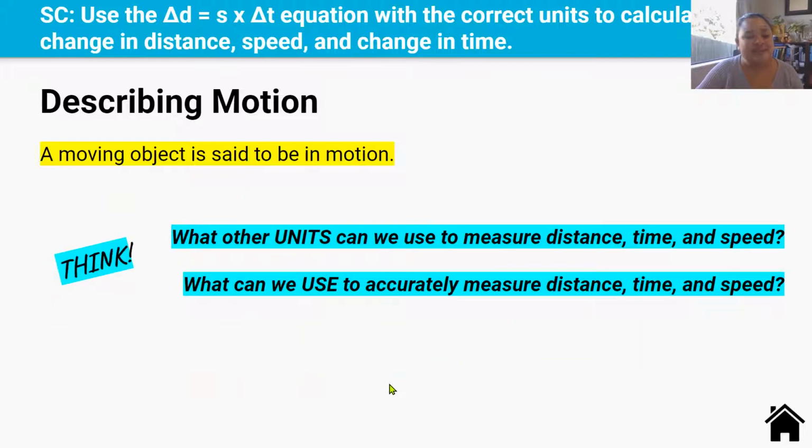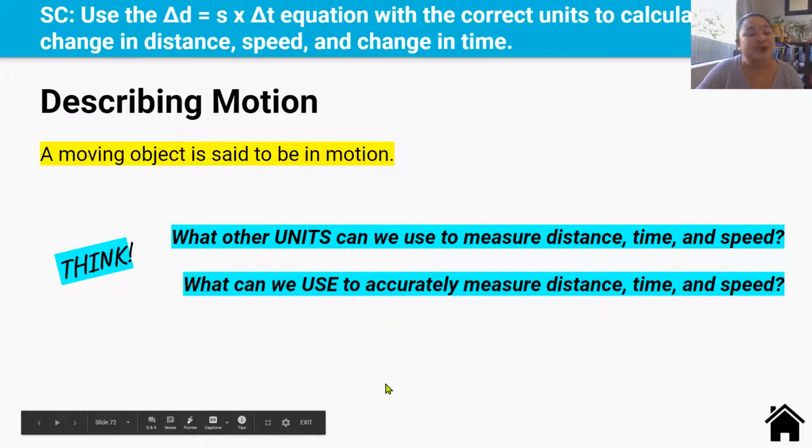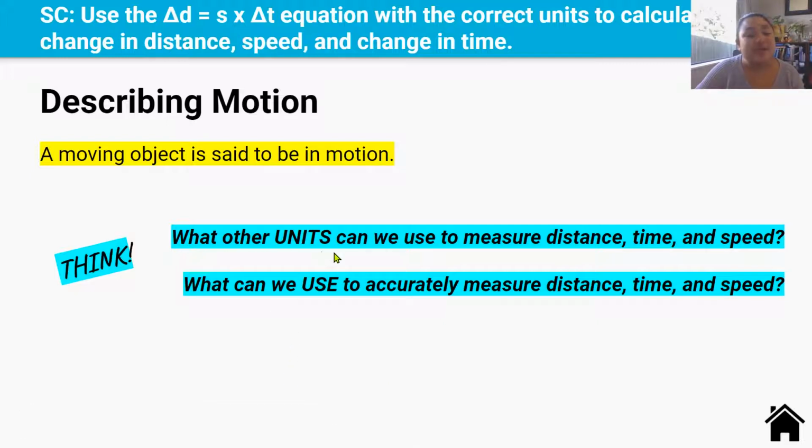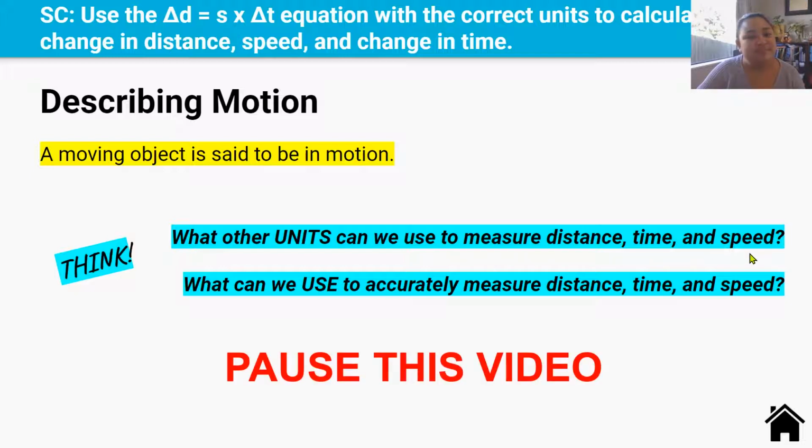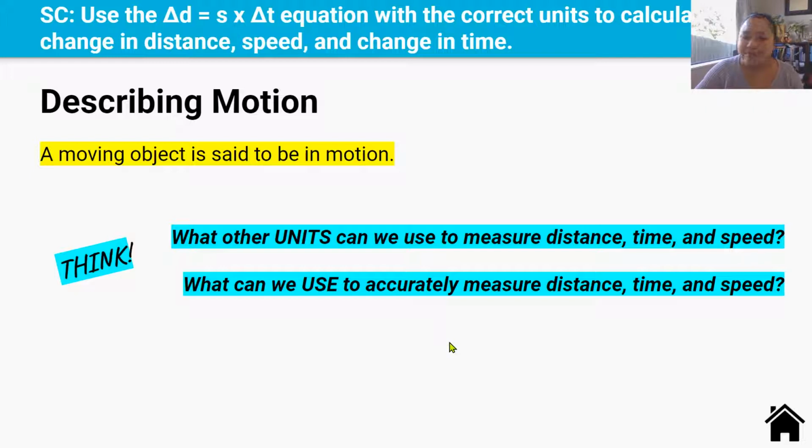Here's an activity. I would like you guys to use your brains and think. Can you think of what other units we can use to measure distance, time, and speed? Can you also think of what we can use to accurately measure distance, time, and speed? So these are the measuring tools we use to measure distance, time, and speed. What do you think?